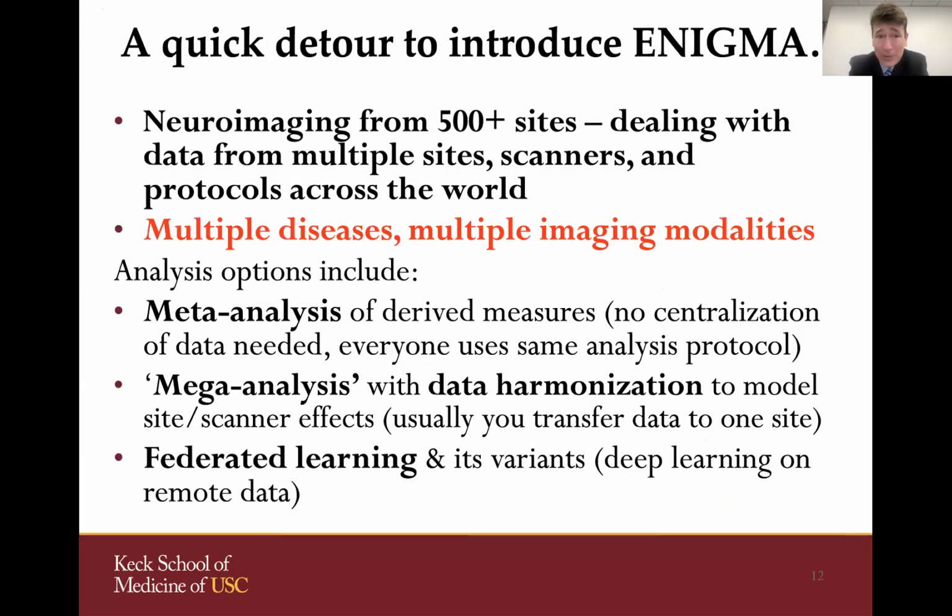So a quick detour to tell you about ENIGMA. So ENIGMA is combining neuroimaging data from now 500 sites. We have to deal with data from multiple scanners, multiple protocols across the world, studying multiple diseases. And the analysis options include meta-analysis, where you derive the measures at each site. You don't need to centralize the data, and everyone uses the same analysis protocol and basically meta-analyzes their data. Also, you can use mega-analysis, where you bring all the data to one site, and in that case, data harmonization methods that are more sophisticated can be used. Or finally, federated learning, where you use distributed computation to perform deep learning or machine learning on remote data.